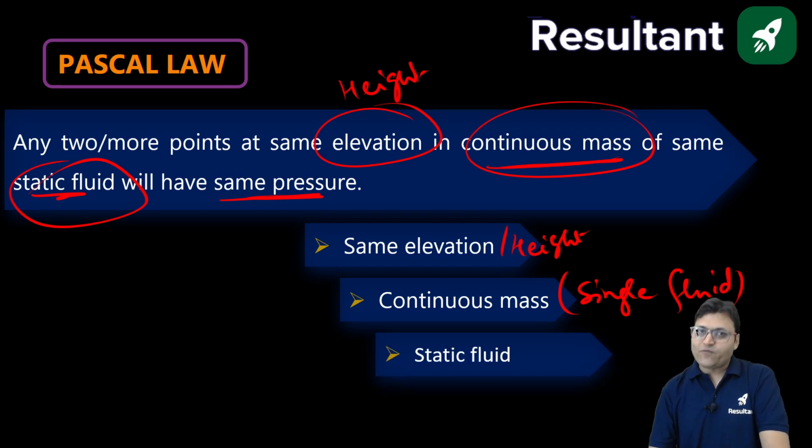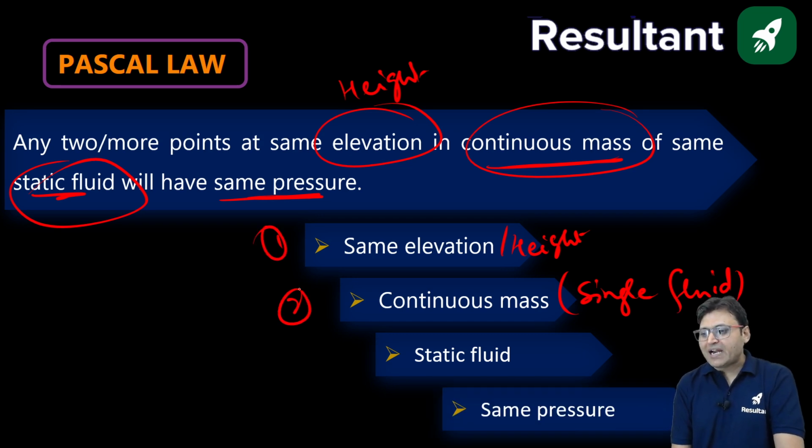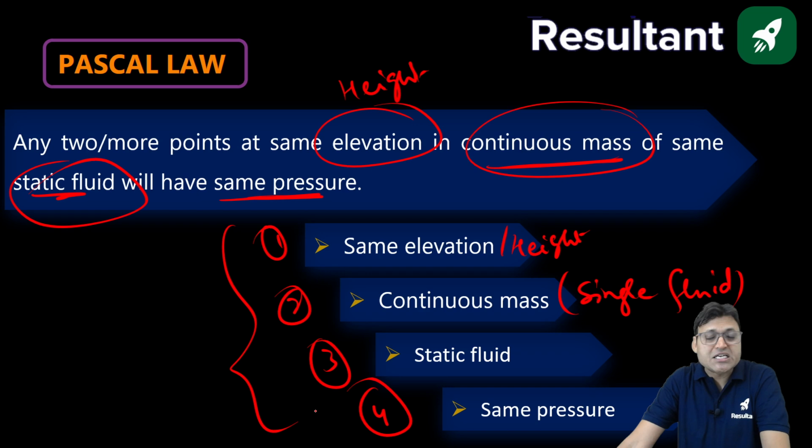And the third is the fluid must be static. It should not be in motion. It should not be in the flow. Then they will have the same pressure. So out of these four conditions, if any three conditions are getting satisfied, then according to Pascal's law, the fourth condition will also be correct.